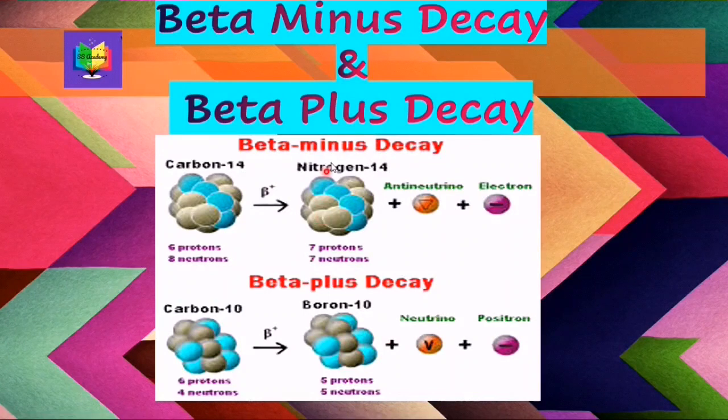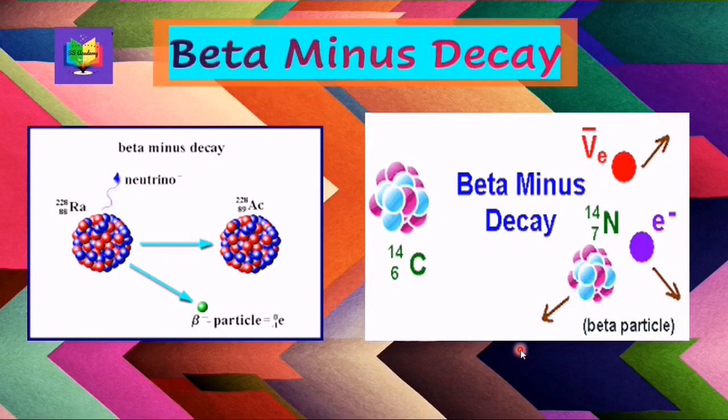Now in beta minus decay, an antineutrino and an electron are produced, whereas in beta plus decay, a neutrino and a positron are produced. Now a few examples of beta minus decay. Radon-228 is converted into actinium-228 with the emission of a neutrino and a beta particle, and carbon-14 is another radioisotope that is converted into nitrogen-14 with the emission of an electron and an antineutrino.